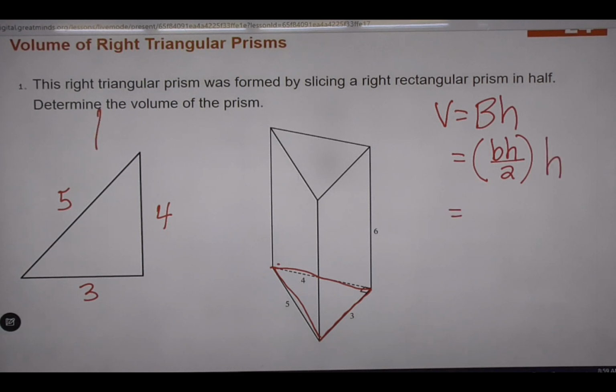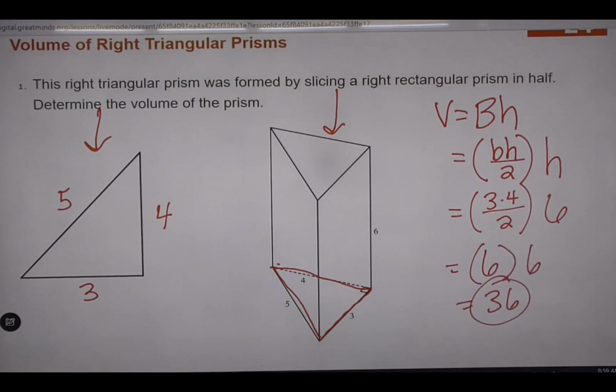Looking at the triangle that I drew over here, what's the base? 3. Times the height, which is? 4. Do you use that 5 for anything? No. That's just another extra number to slip you up. And now looking at the triangular prism, what's the height? 6. All right, so let's work this out. What's 3 times 4? 12. Divided by 2? 6. 6 times 6? 36.